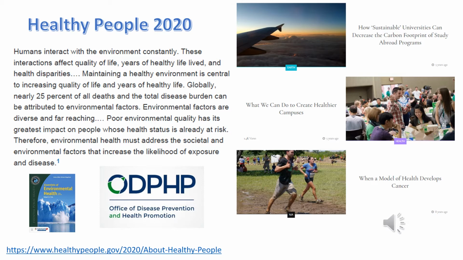This inspired me in part to write a blog about a friend of mine, Bud Burdick. The title is When a Model of Health Develops Cancer. He was an incredibly healthy person, but he passed away from leukemia at age 28, which points to potentially environmental factors and also genetic factors. His grandmother had also passed from leukemia.